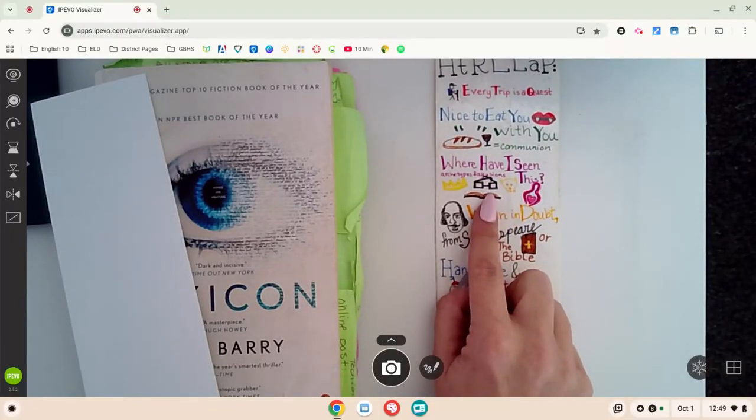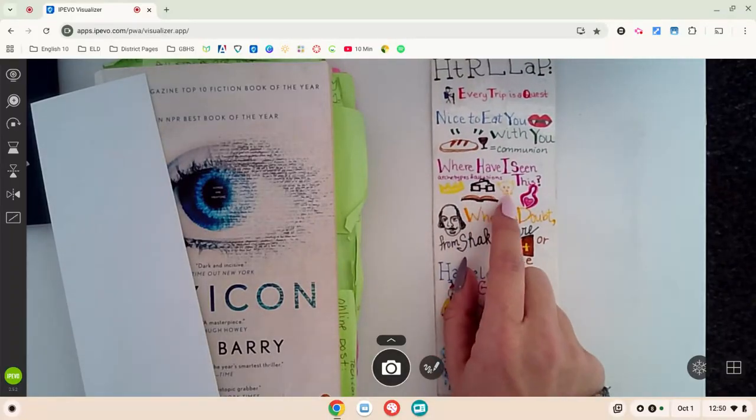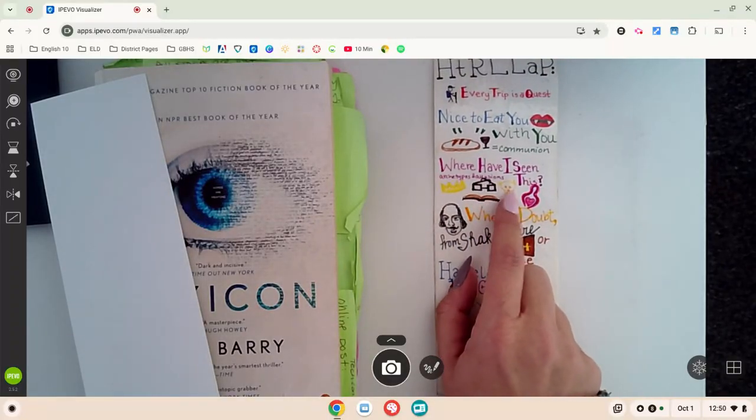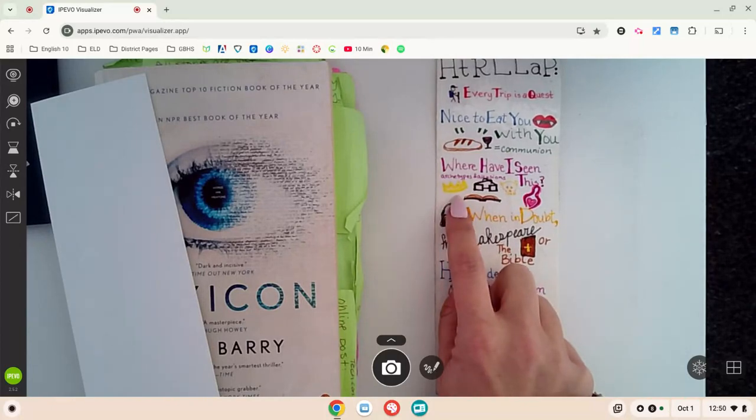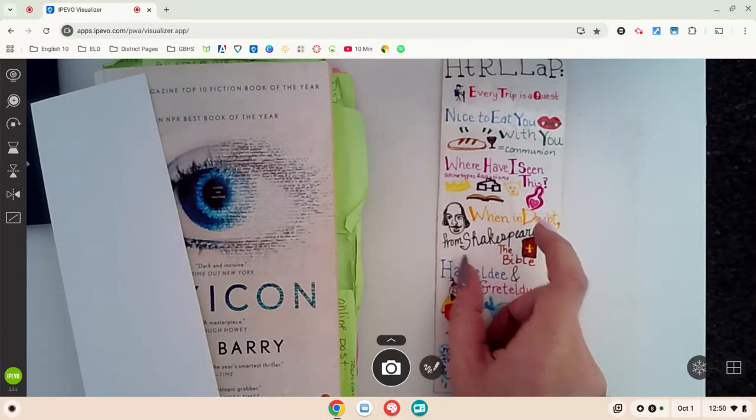And then, oh, where have I seen this before? And it's referenced to different archetypes. So I've got an evil character. I've got an intellect. I've got king or power. I've got a motherly figure, things like that.